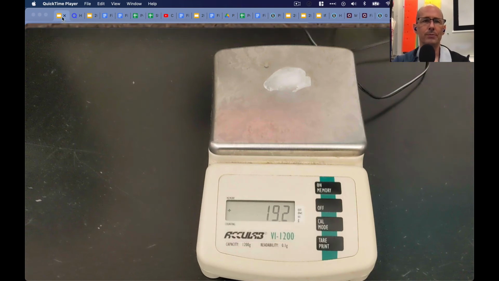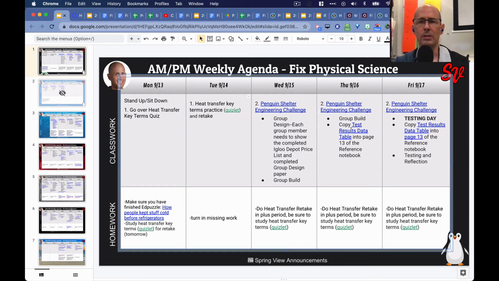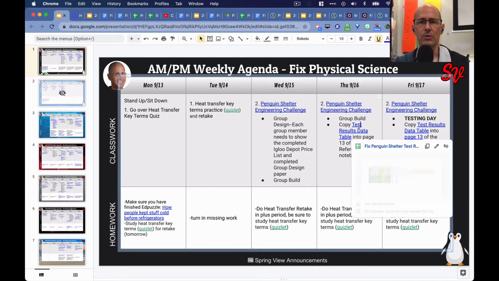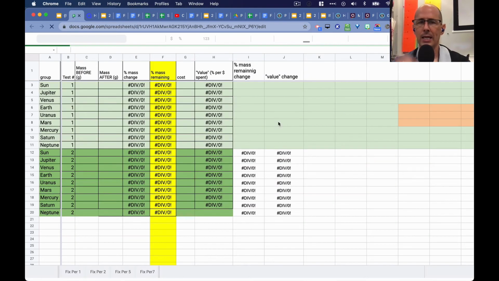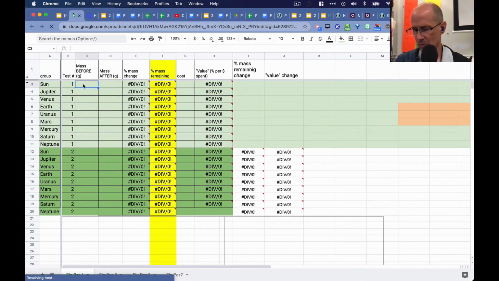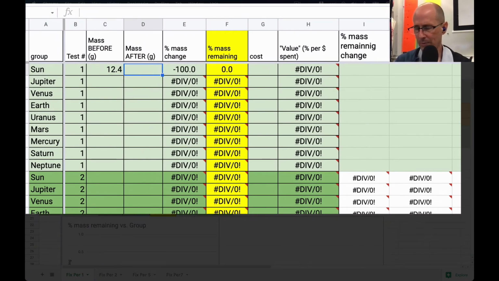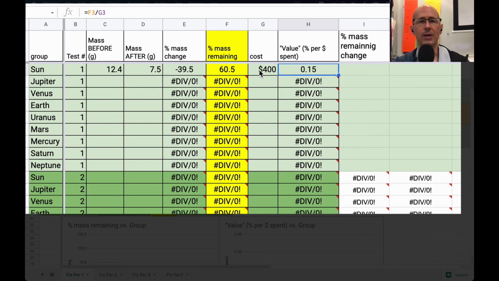And then we record the results into the data table. So here's the data table. Let's say the mass was 12.4 grams before the 25 minutes, and let's say the mass was 7.65 grams afterwards. Then the percent mass change was calculated, and the percent mass remaining was calculated as well. And then if their shelter costs $400, we get the ratio of how effective it was versus the cost. We basically calculate the value, so the higher the number, the more value it has.